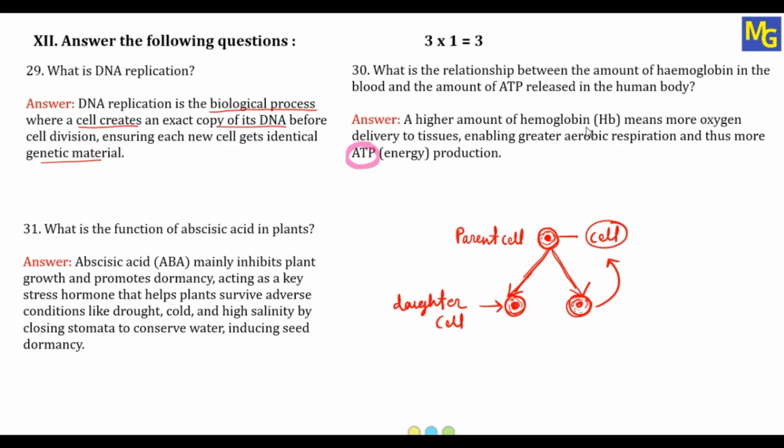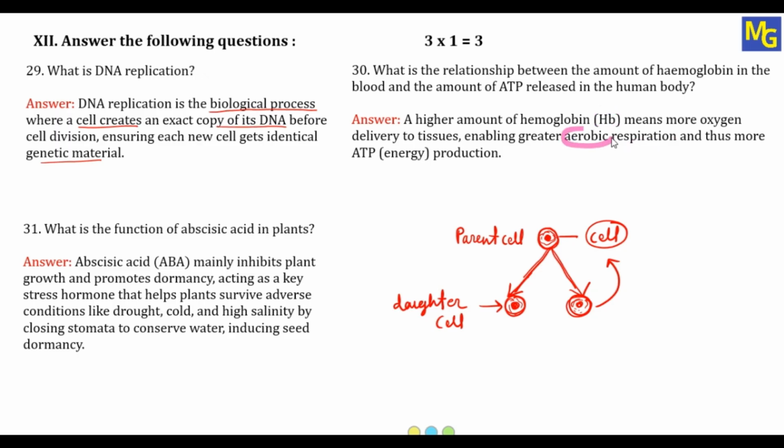So if more and more hemoglobin carries more and more oxygen, then more and more ATP will be generated. If hemoglobin is less, then the amount of oxygen carried by the blood will be less. And if oxygen is less, ATP generated will be less. So I hope you're understanding. So that's why the answer is: a higher amount of hemoglobin means more oxygen delivery to tissue, because more oxygen will be present in the hemoglobin, enabling greater respiration, greater aerobic respiration.